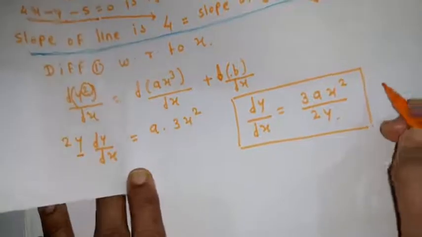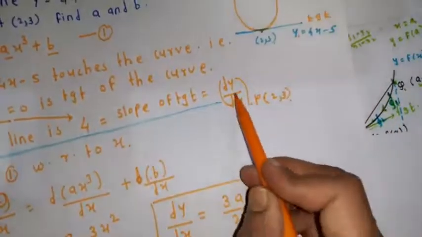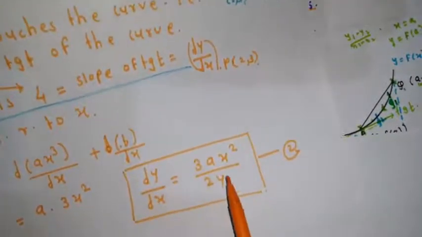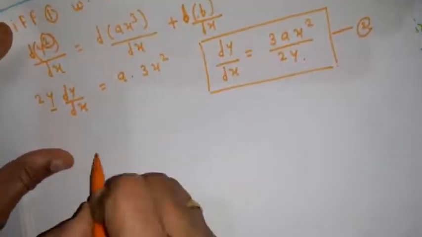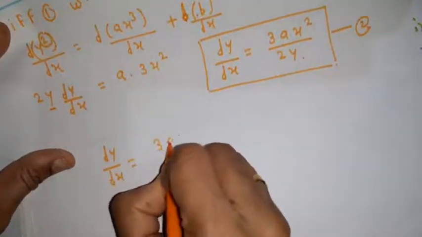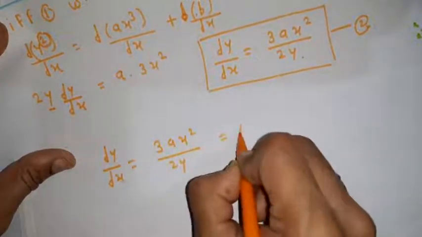Okay, students, this is dy by dx. Now compare this dy by dx with this dy by dx. Compare both. This is dy by dx equal to 4, and here dy by dx equal to 3ax square upon 2y. So comparing, we get dy by dx equal to 3ax square upon 2y, equal to 4.